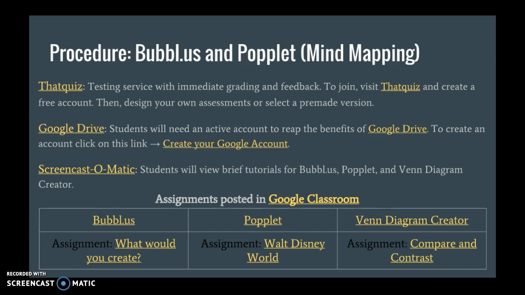The procedure for using these resources in the classroom for Bubble.us and Popplet, again, that quiz is going to provide immediate grading and feedback for students. Google Drive is going to be a definite benefit with relation to Google Classroom and Google Sheets. Screencast-O-Matic provides us brief tutorials for Bubble.us, Popplet, and Venn diagram, and then the other assignments that are posted in Google Classroom that were shown earlier were the What Would You Create, Walt Disney World, and Compare and Contrast.